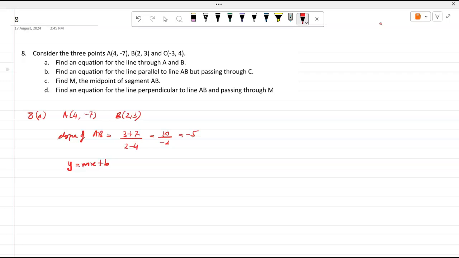I'm saying this: I could also plug in A, but to find b, what should I plug in? Which one: A, B, or C? Not C. It's an equation passing through A and B. C has nothing to do with it, so it has to be either A or B. I would prefer to take B, because C is not in the picture at all in this part. So 3 is equal to minus 5 into 2 plus b. So 3 is equal to minus 10 plus b. So b is equal to 13, I got.